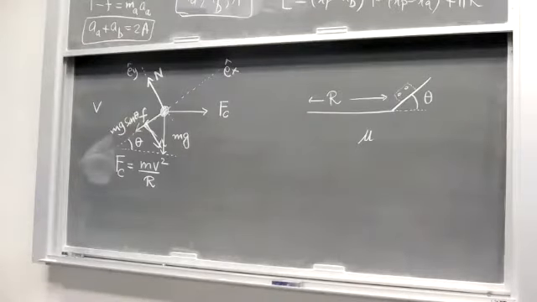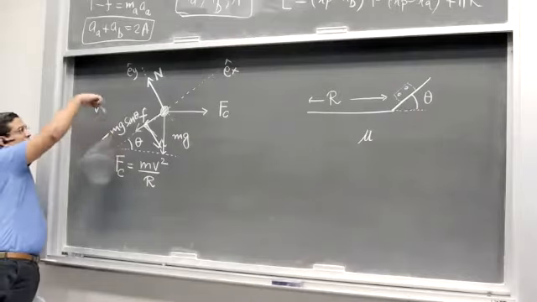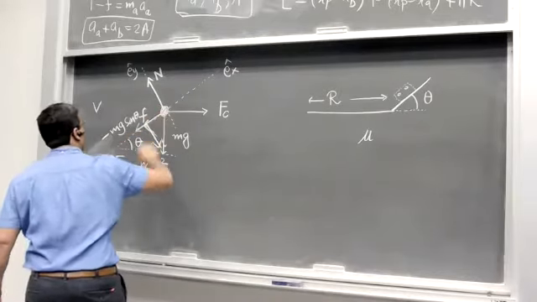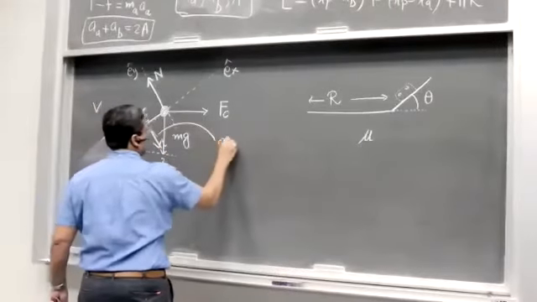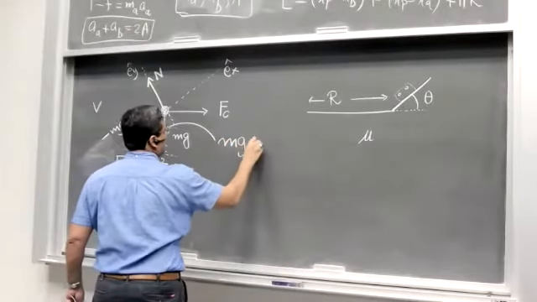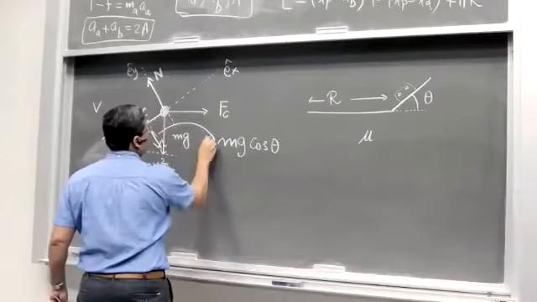Right? Sir, won't it be negative mg sine theta? Yes, absolutely, negative mg sine theta. Okay, and then the weight acting in this direction would be mg cosine theta, and this would be negative as well.